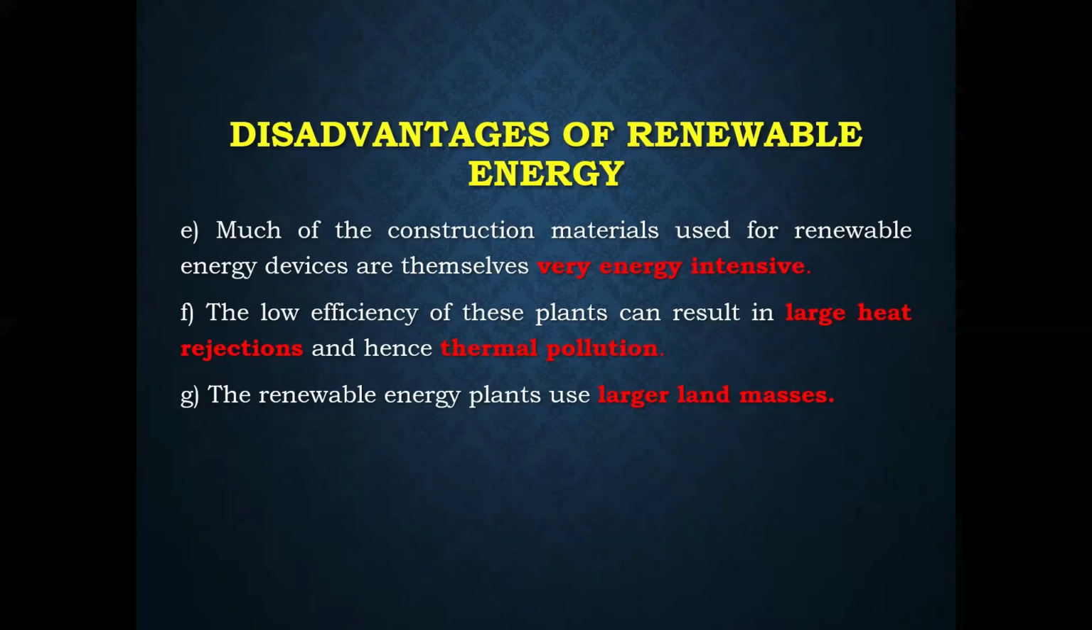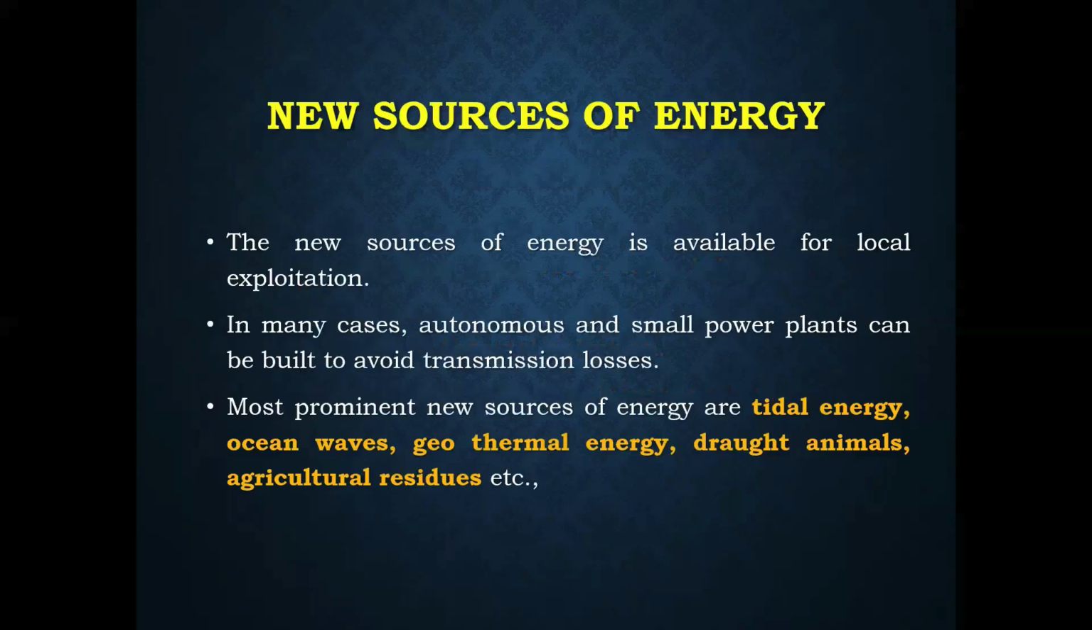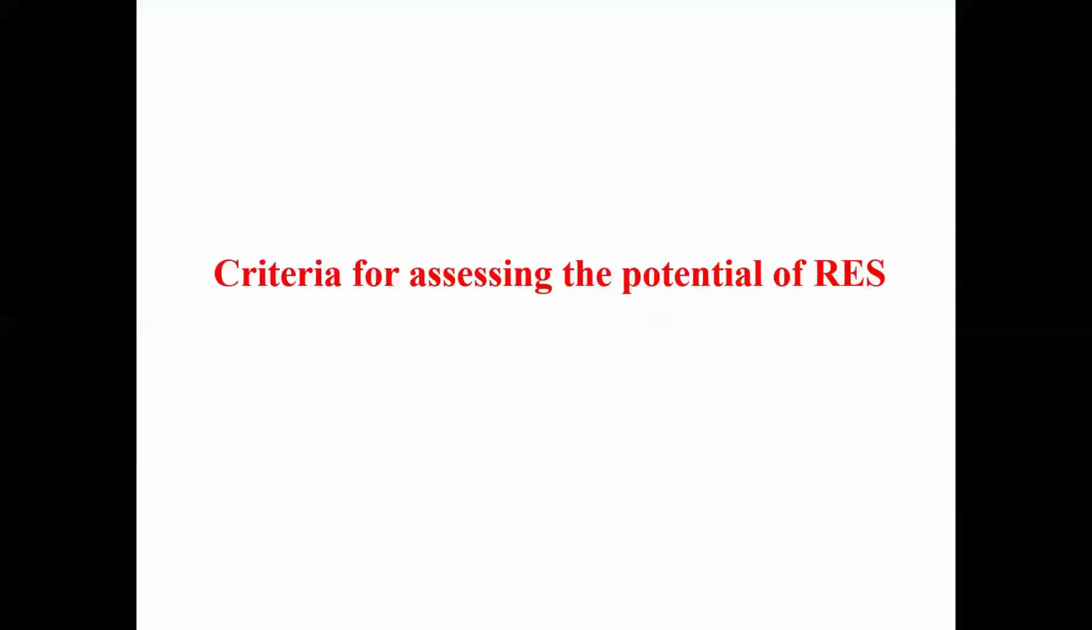So far we have seen what is energy, what are its units, then what are commercial energy sources, what are renewable energy sources, and the advantages and disadvantages of renewable energy sources. And there are some new sources of energy also, like tidal energy, ocean waves, geothermal energy, animal power, and the energy coming from agricultural residues, nothing but biomass energy. So certain new energy sources are also mentioned. And now in our lecture, we have to talk about the criteria for assessing the potential of renewable energy sources. So what is the potential?